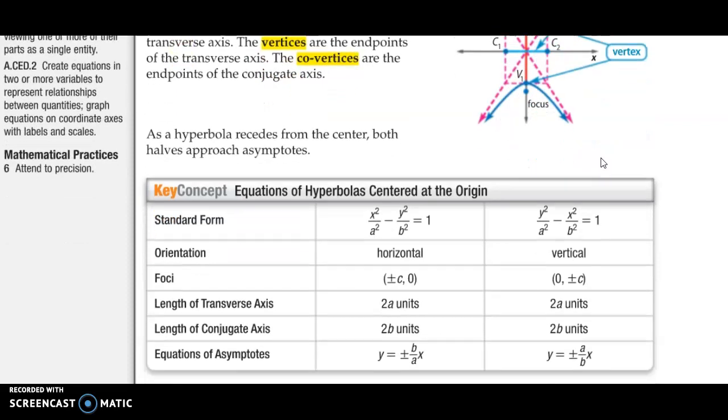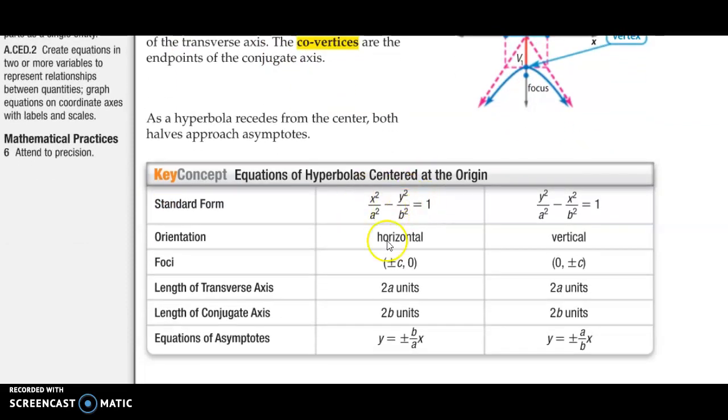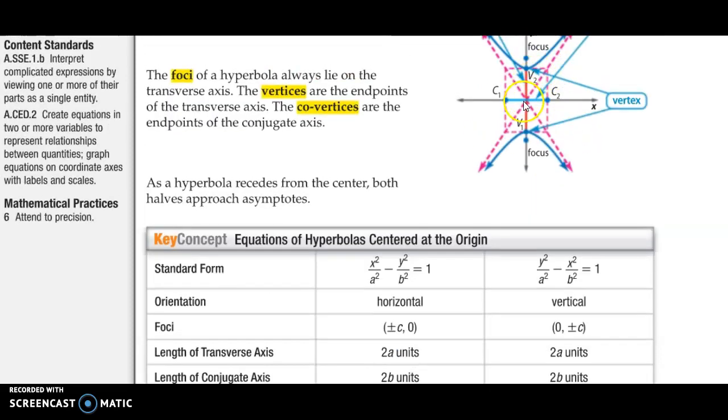Okay, so here are the important things I need you to know. First of all, this is what the formula looks like. Orientation: if X is first, it's horizontal, meaning the arrows point left and right. It's vertical if Y is first. And I need you to know the length of the transverse axis is 2A, meaning A is the first number up front, and it's the distance from the center to the vertex.